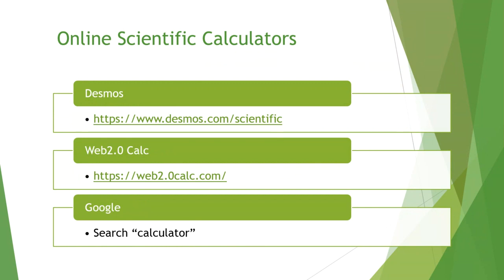It does everything you need. You definitely want to make sure you have a scientific calculator because we will be doing things with factorials and probabilities, so you want to make sure your calculator has access to that. I've got two that are linked here, and if you just search Google for calculator, it'll find one. I prefer the Desmos one, so I'm going to bring that up.